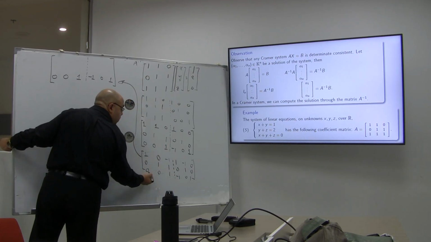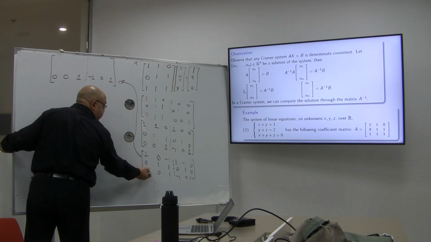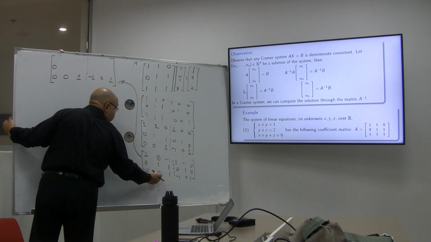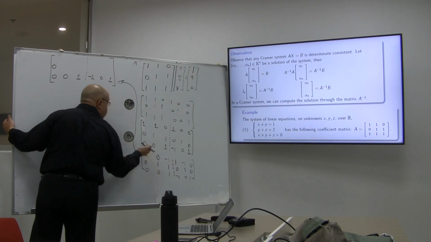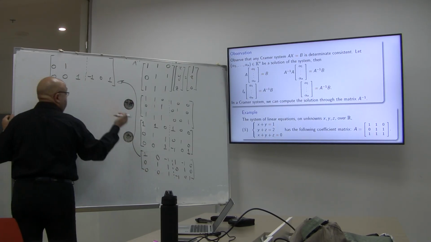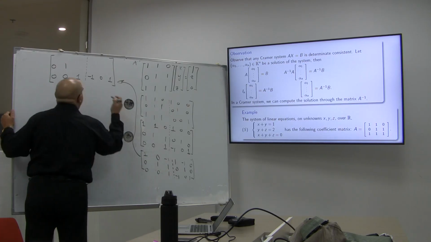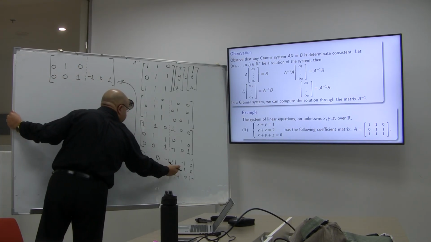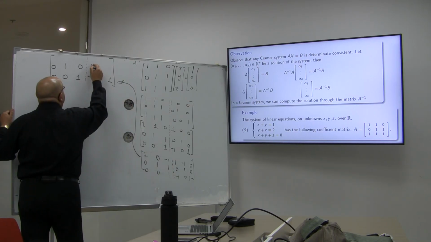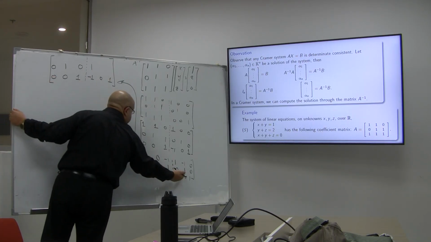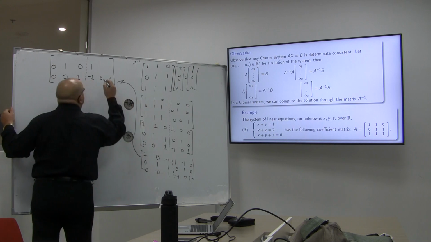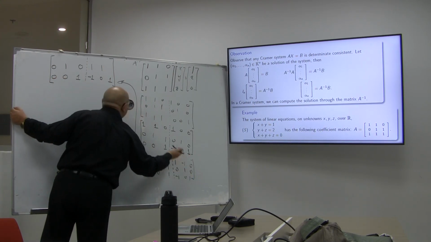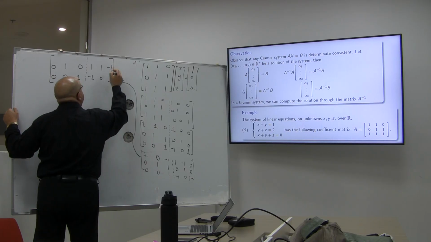Okay, multiply. -1 times 0 is 0, plus 0, it's gonna be 0. -1 times 0 plus 1, it's 1. -1 plus 1, so the result will be 0. Negative times -1 is gonna be +1 plus 0, +1. Negative times 0 plus 1, it's gonna be +1. Negative times 1, -1 plus 0, so it's gonna be -1.